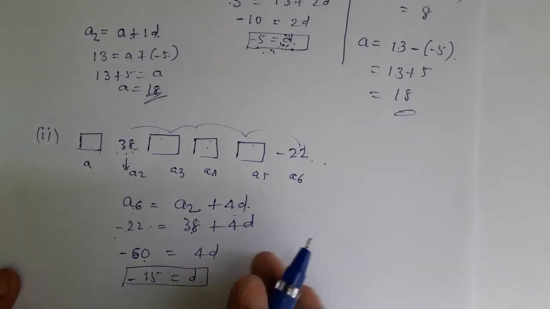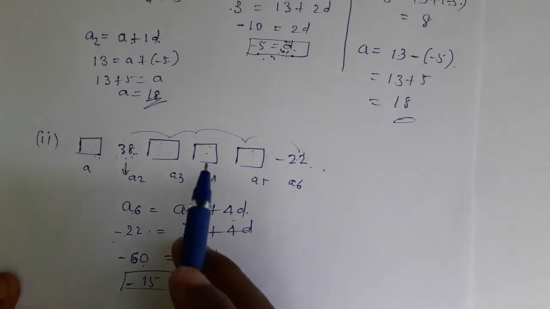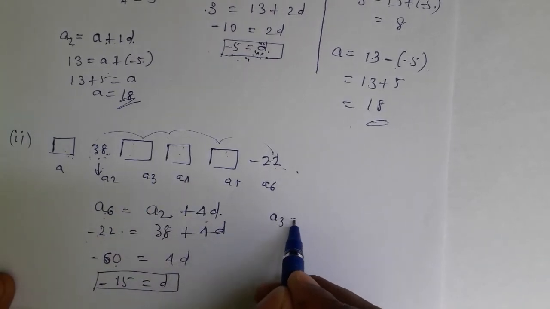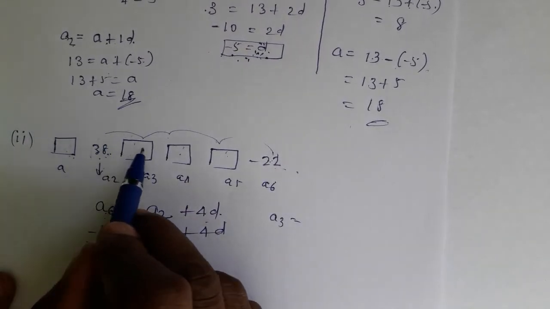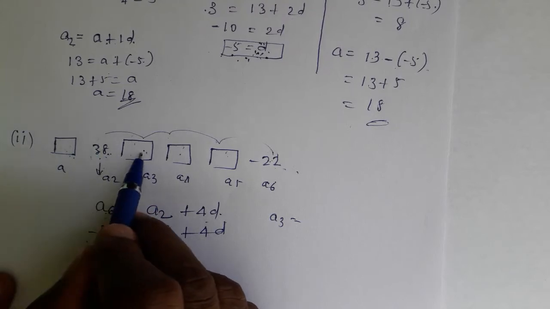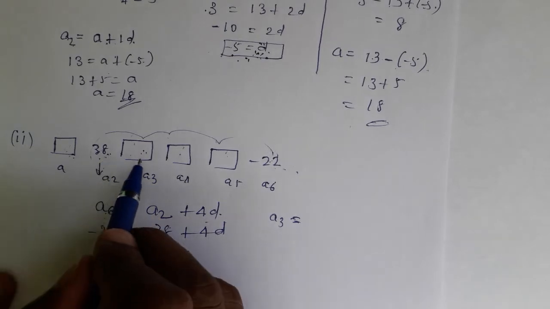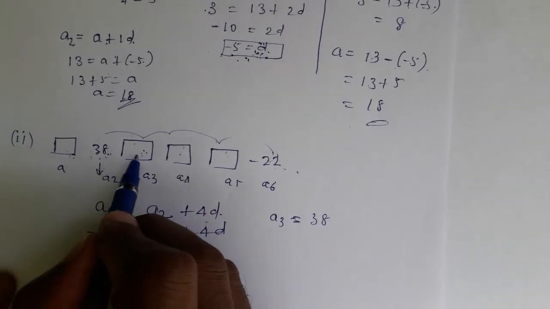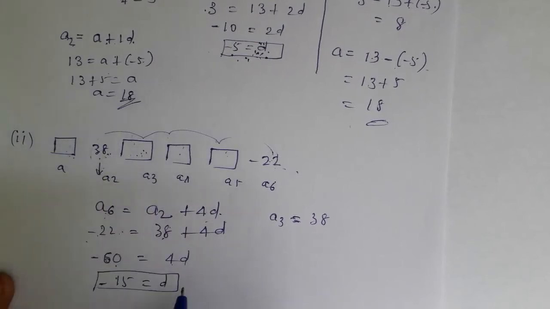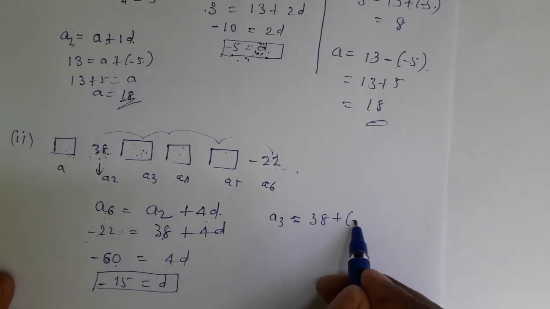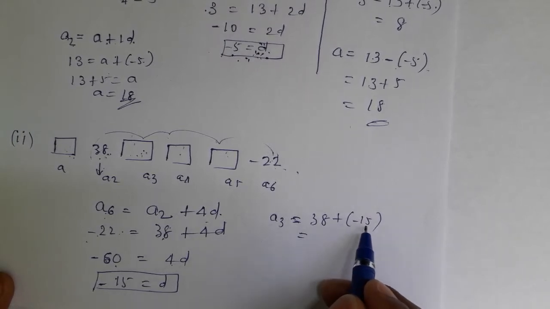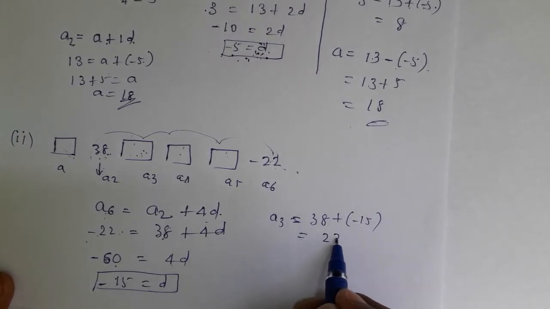So once you get the difference, now everything becomes easy. Let us find one by one. First we'll find out the third term. The third term comes after 38. So if you want to find the next term, add the difference. Remember, add the difference. So to get the third term, 38 plus difference. Difference is how much? Minus 15. 38 plus into minus, minus, 38 minus 15. How much will we get? 23.